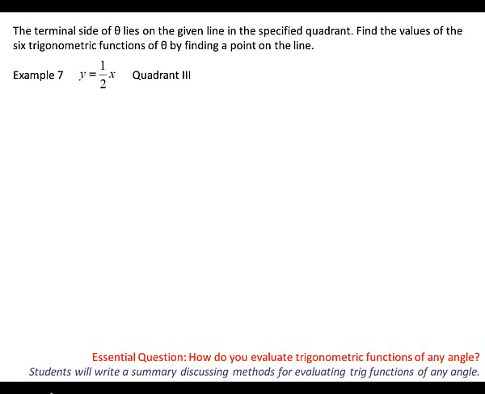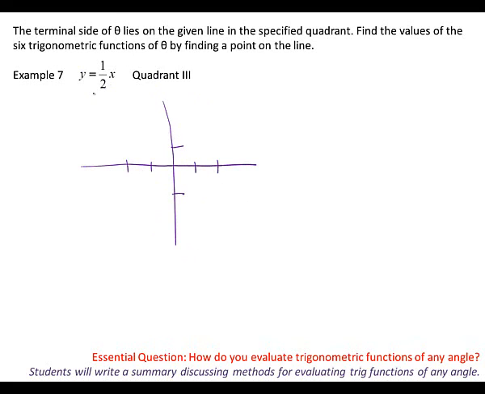Okay. All right. So we've got the next one. This one's weird. The terminal side of theta lies on the given line in a specific quadrant. Find the values of the 6 trig functions of theta by finding a point on the line. Okay. So it says that we're in quadrant 3. It basically gave us an equation of a line. So let's graph that line.